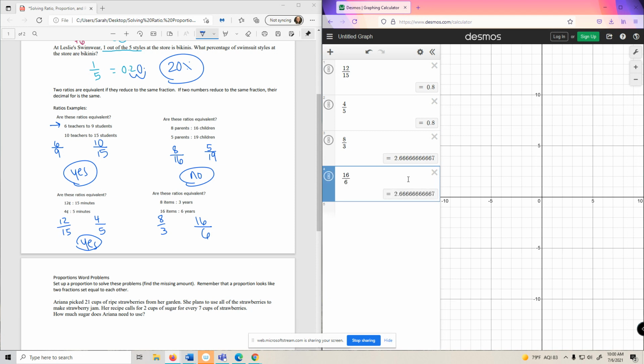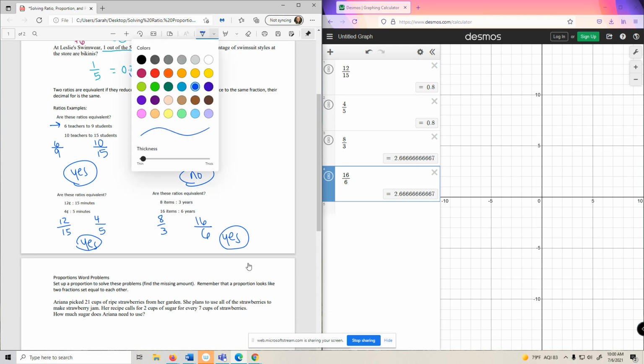And we do, so that one is a yes. I'm not going to show you all the yeses, but let's just use that last one as an example. I can't reduce the fraction 8 over 3 any further because there's no number I can divide both 8 and 3 by other than 1.